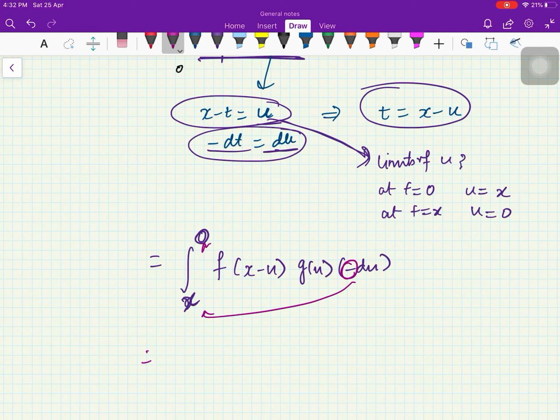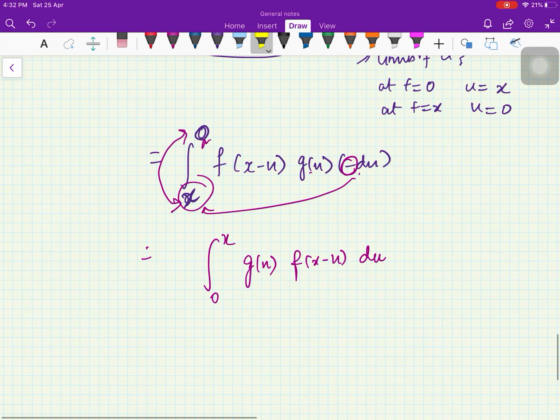Now with this negative sign you can change the order of integration, not limits of integration. You can make the upper limit as lower limit and lower limit as upper limit with the negative sign. So you have 0 to x g of u f of x minus u du. Now you see what happens here. u is the dummy variable, doesn't matter what the dummy variable is. A dummy variable is a dummy variable.